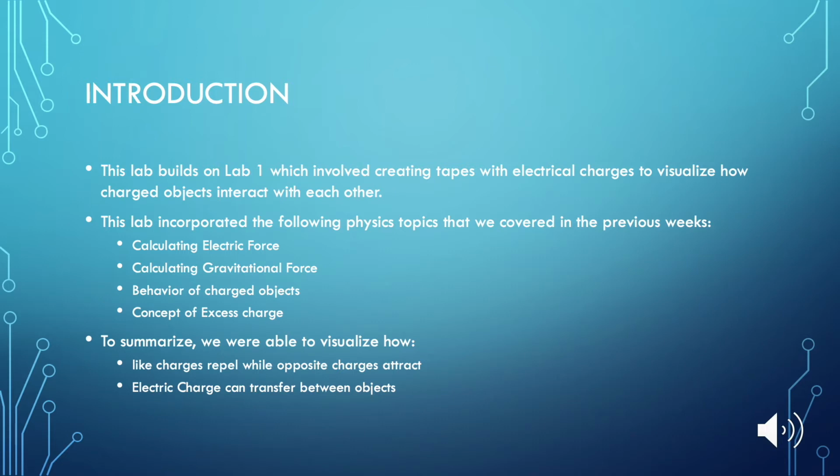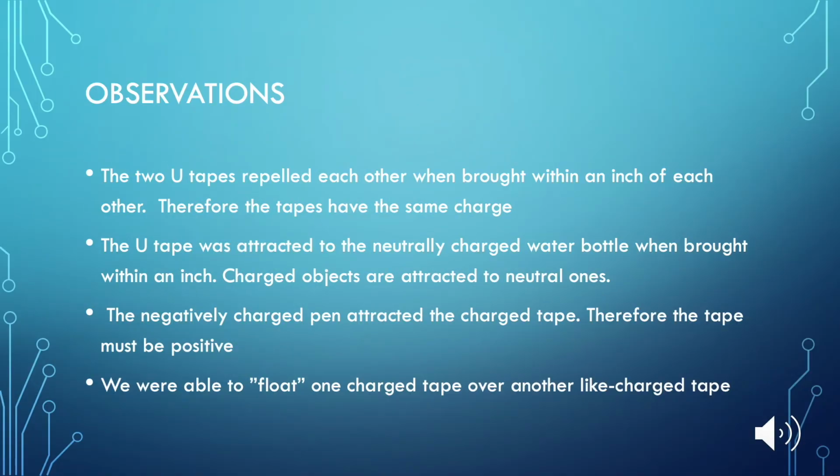In summary, we were able to visualize how like charges repel each other while opposite charges attract, as well as how electric charge can transfer between objects. We were tasked with carrying out a few different experiments to observe these interactions between charged objects. The first involved charging two pieces of tape the same way by ripping them off of pieces of tape. When placed near each other, these similarly charged tapes repelled each other.